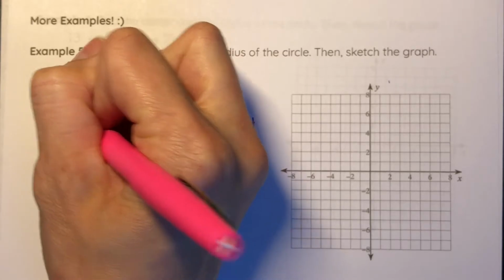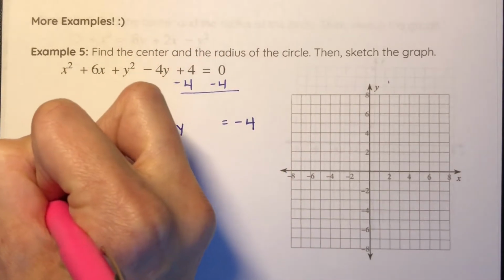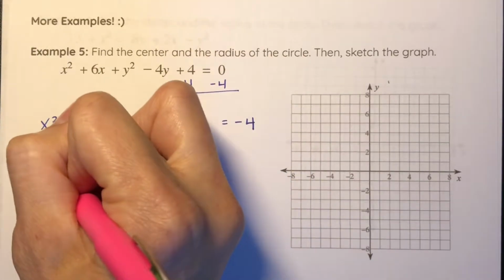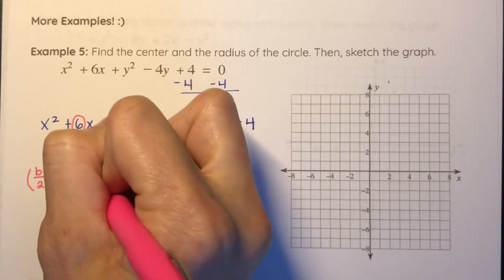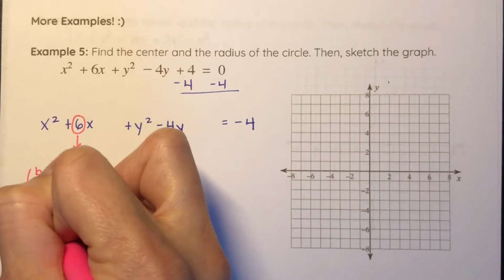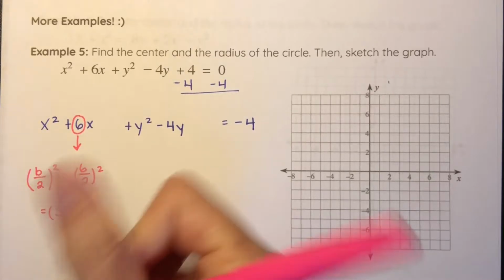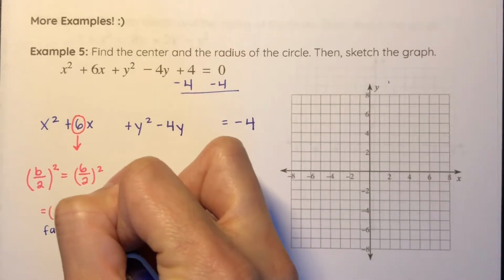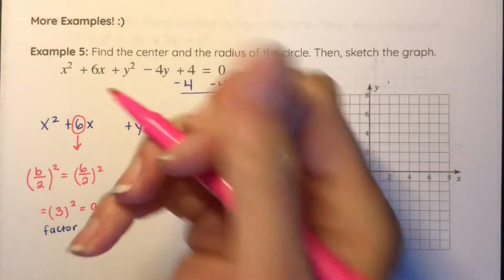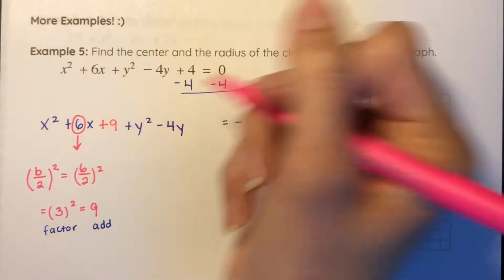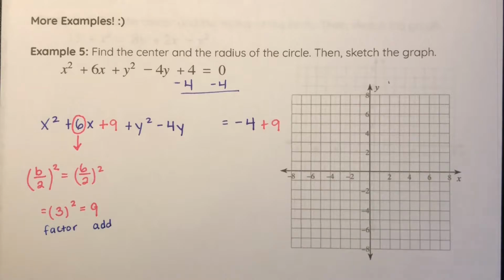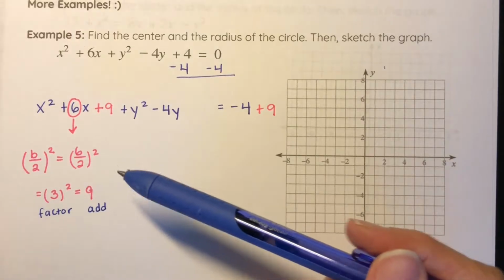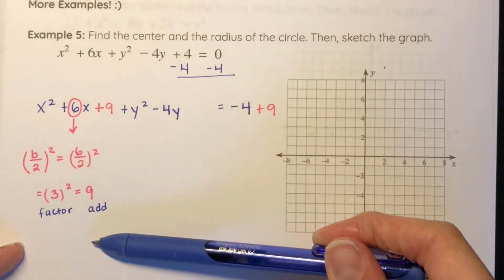So I identify b. B is +6. When I complete the square, I take b, divide it by 2, and then square it. So 6 divided by 2, squared, is 3 squared, which is 9. Remember, this is what I use when I factor, and this is what I add in order to complete the square. So I'm going to add 9 to both sides. Then, and this is a little different than last time in our last video, I'm going to write it as a perfect square right now.